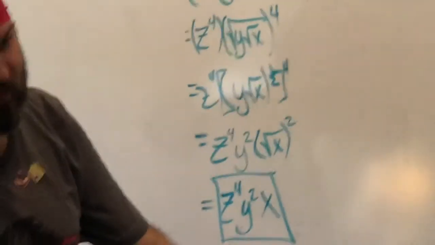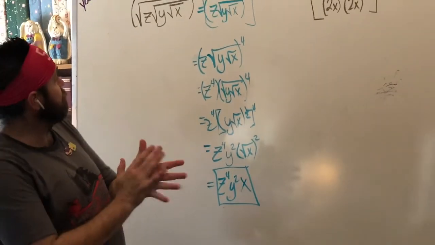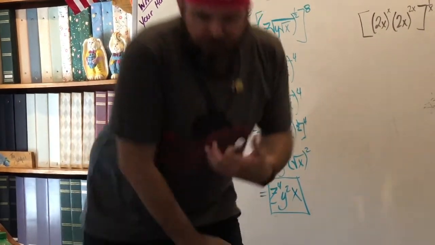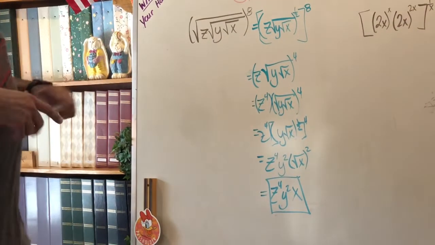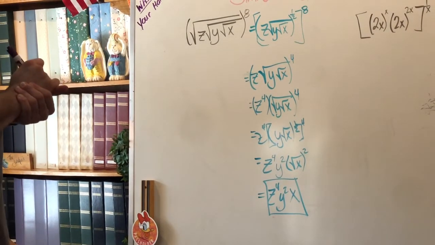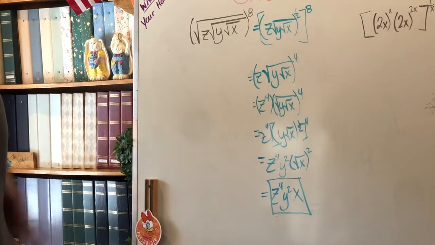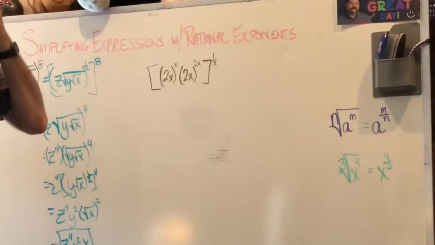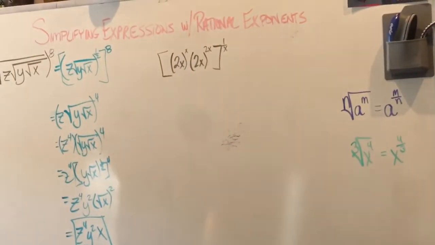There's a lot of steps to get from here to here. Yes, absolutely. We have to do quite a bit of manipulating of the expression. But we never change its value. We never change any of the pieces of it. All we're doing is rewriting pieces in equivalent ways. Second problem here, we've got 2x to the x power times 2x to the 2x power, all raised to the 1/x power.